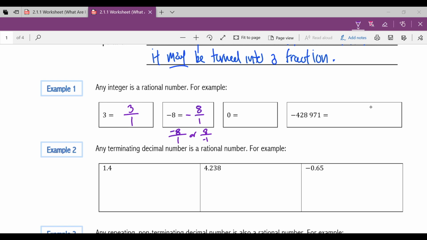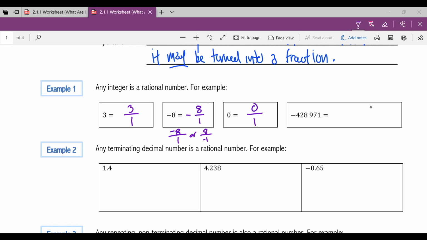All right, how about this next integer, 0? Can 0 be expressed as a fraction? Sure it can. You put any integer over the number 1. Anything divided by 1 is itself. And 0 divided by 1 is simply itself, 0. So there's the fractional representation.